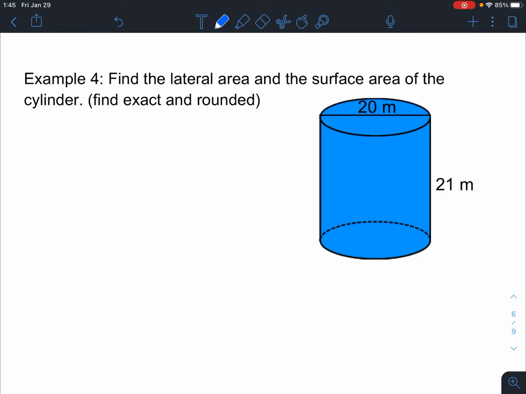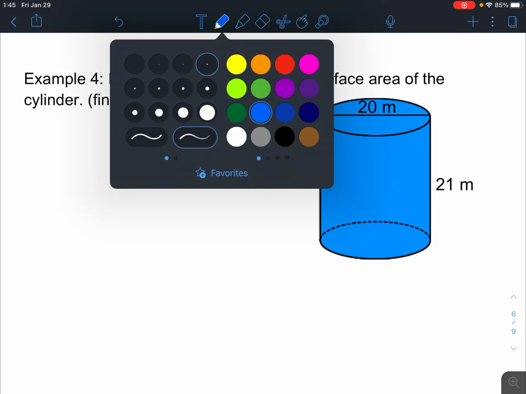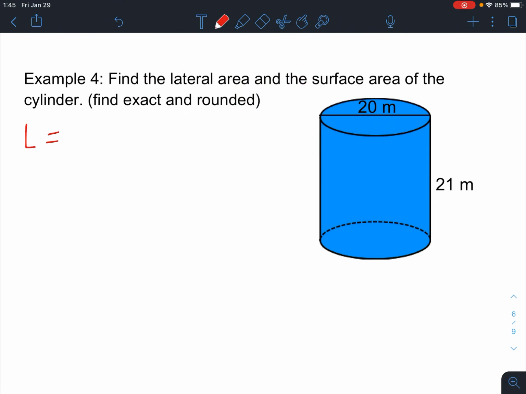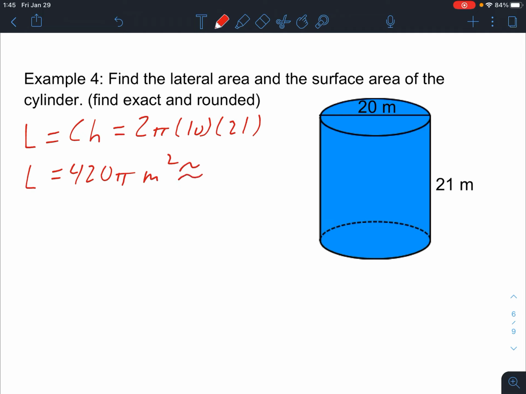So let's take a look at one. We're going to find all these areas, lateral area and surface area, both exact and rounded. So let's start with the lateral area. The lateral area, remember, is just circumference times the height. So that would be 2 pi times radius times the height. And remember, for exact area, we're not going to type pi into our calculator. And we get 420 pi square meters. Now, if we want to get the rounded answer, we can type that into our calculator, and we can get 1,319.47 square meters.